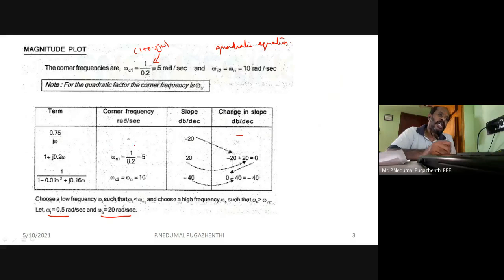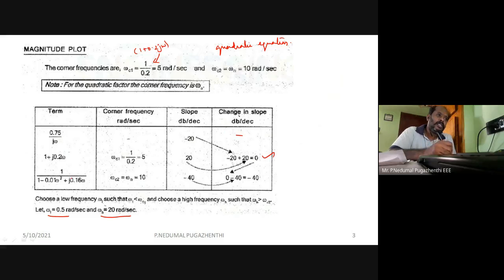Then based on the corner frequency values in ascending order, we have to choose the next term. The term to be chosen is 1 plus 0.2 j omega. The corner frequency is 5 radians per second, and this omega is in the numerator, so it is plus 20, and the power of omega is 1, so it remains 20. Already minus 20, this is plus 20, so if you add it, you get 0 decibels as the change in slope.